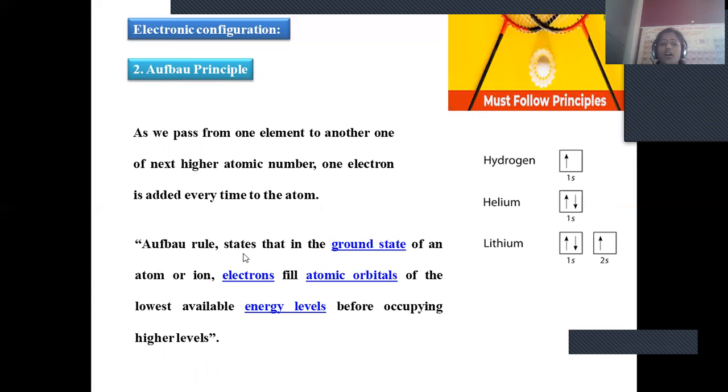The Aufbau principle states that in a ground state atom, electrons fill the orbitals of the lowest available energy before occupying higher energy levels. So electrons are filled in increasing energy order, which is the correct definition of the Aufbau principle. That is, if we are given two orbitals, 1s and 2s, the 1s orbital will be filled first, and only then does an electron enter the 2s orbital. So electrons should be filled in increasing order of energy. That is called the Aufbau principle.